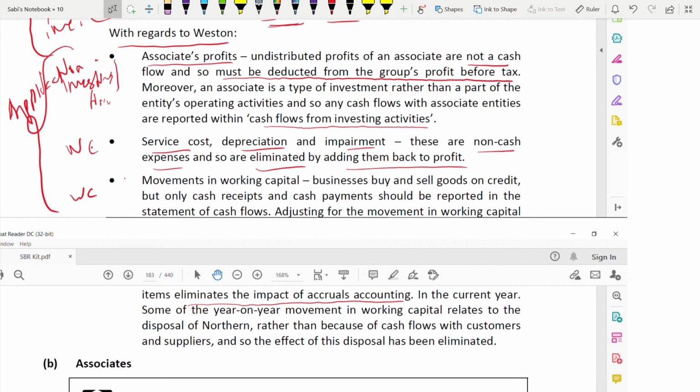In the current year, some of the year-on-year movement in working capital relates to the disposal of Norton, rather than being because of the cash flows with customers and suppliers, and so the effect of this disposal has been eliminated. So this is how you need to explain.